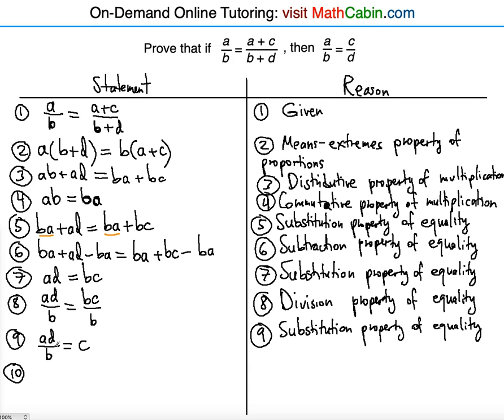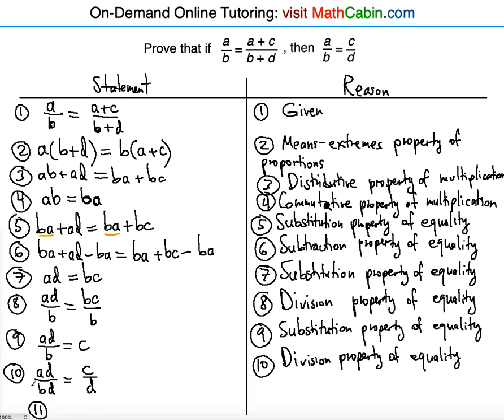Now finally, notice that we still need to divide C by D, right? So in order to do that, you have to divide both sides by D. So AD divided by BD is equal to C over D. And remember, whatever you do to one side of the equation, you have to do the same, just like we did in step 8. Right, so notice that when you divide by D, D will multiply the B. So this way we can explain it again as the division property of equality.